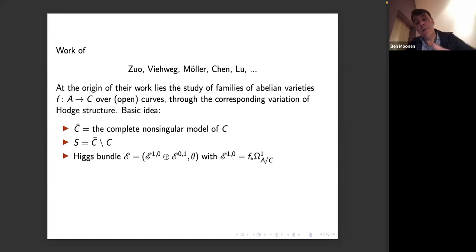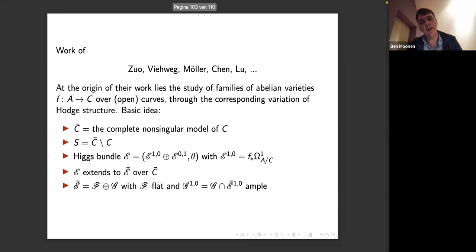That will give you a Higgs bundle that just describes how the Hodge structure varies if you move over the base. And this all nicely extends to bundles over the compactified curve. And then the theory of Higgs bundles will tell you that you can decompose this into a flat part, which is essentially a constant part, and a part where really things are moving and where the (1,0) component is ample. Don't worry too much about the details.